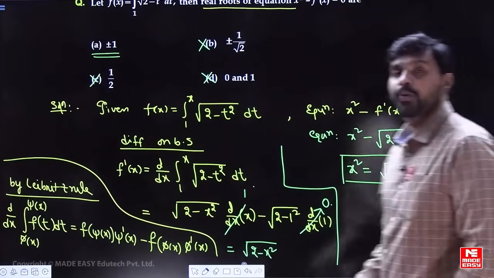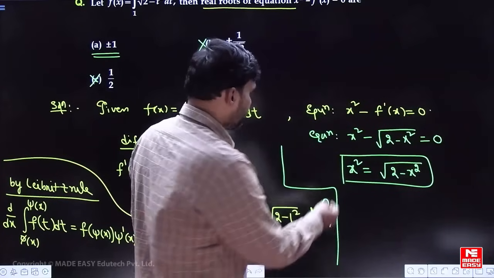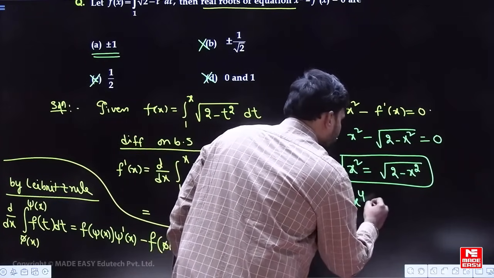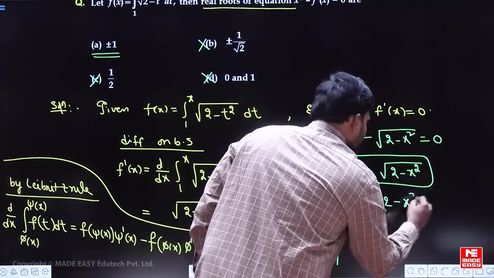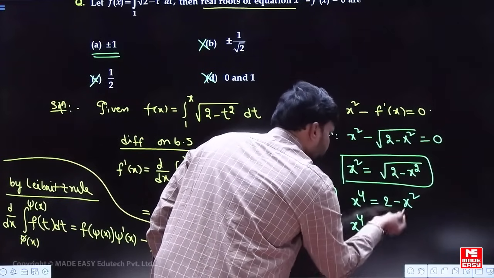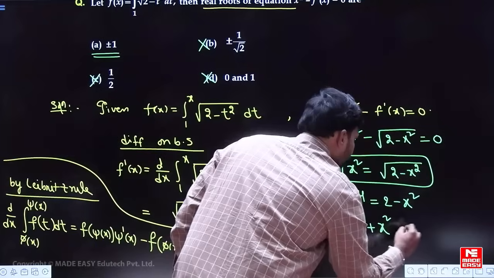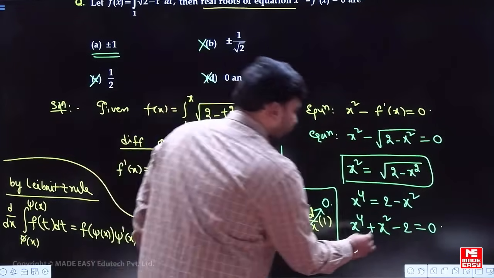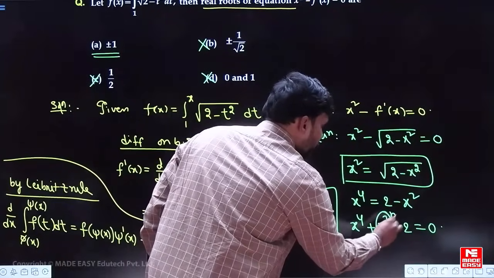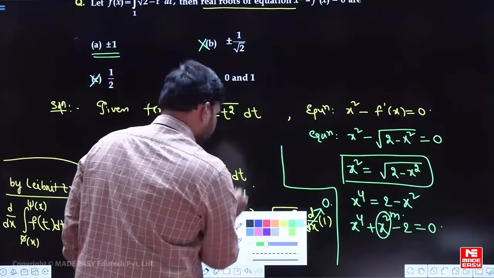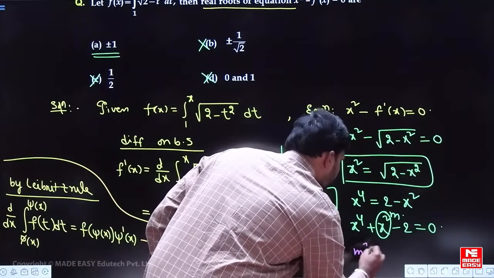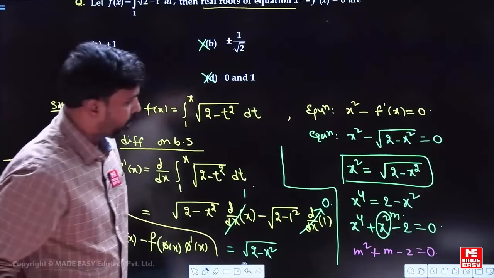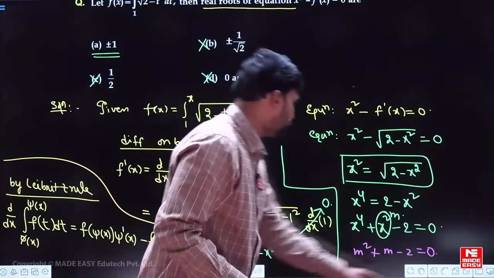Or otherwise, you can solve this equation. Squaring on both sides, it will be x power 4 is equal to 2 minus x square. So this becomes x power 4 plus x square minus 2 is equal to 0. Now suppose m is x square, then you can solve this equation as m square plus m minus 2 is equal to 0.